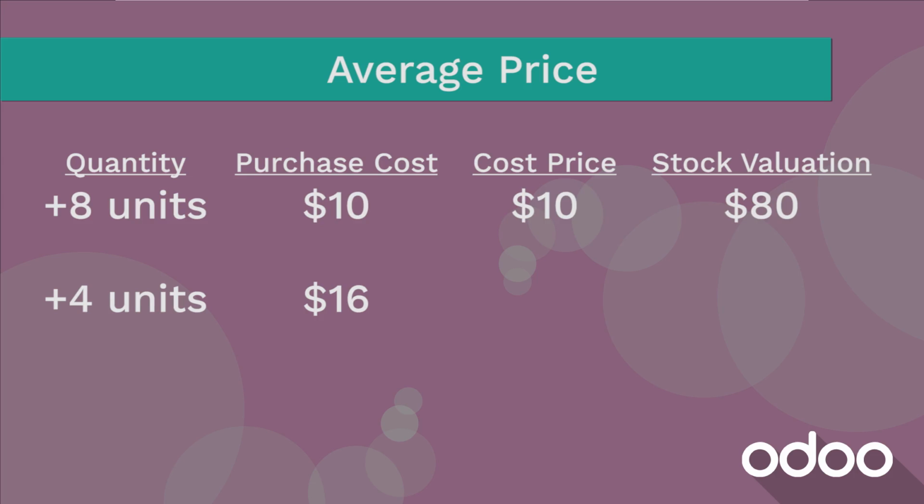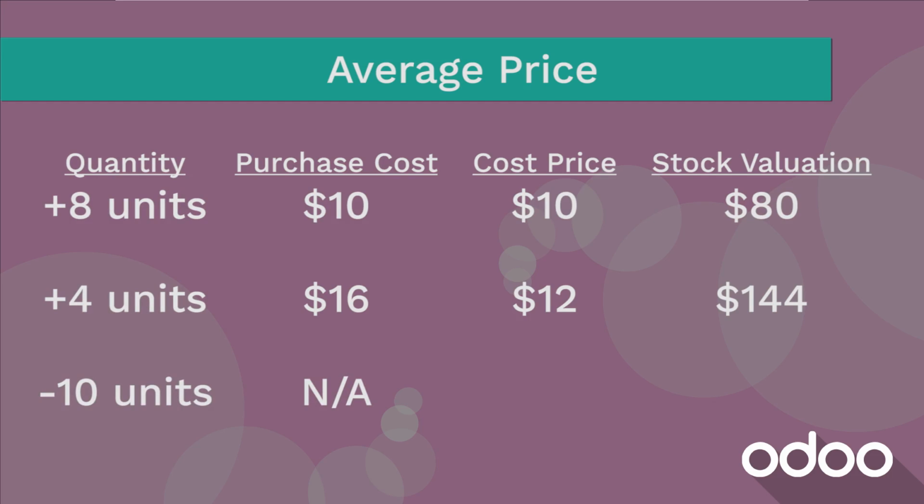If we then receive 4 more products purchased at a unit price of $16, our stock value increases by $64, for a total of $144 for our stock of 12 units. If we then sell 10 units, the value of our stock is reduced by 10 times the average cost price of all products in our stock.